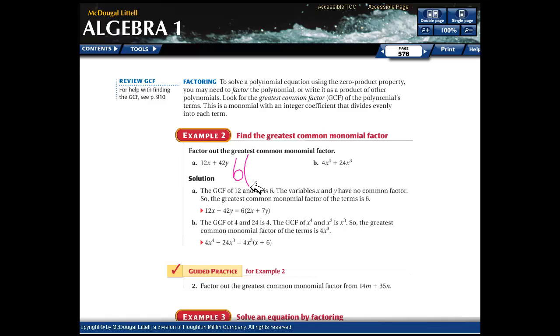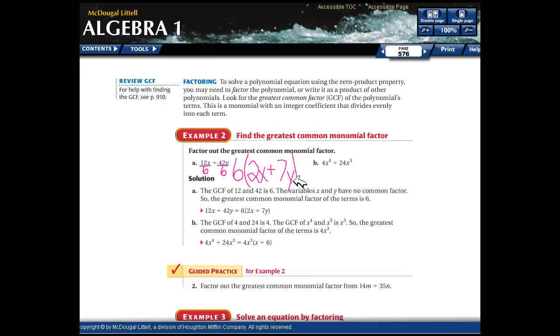So if I take 6 out of 12x, so basically divide it, 12x divided by 6, I end up with 2x. Plus, if I take a 6 out of here, it does not mean subtract, it does mean divide. 42y divided by 6, 7y. And that is my factored answer.